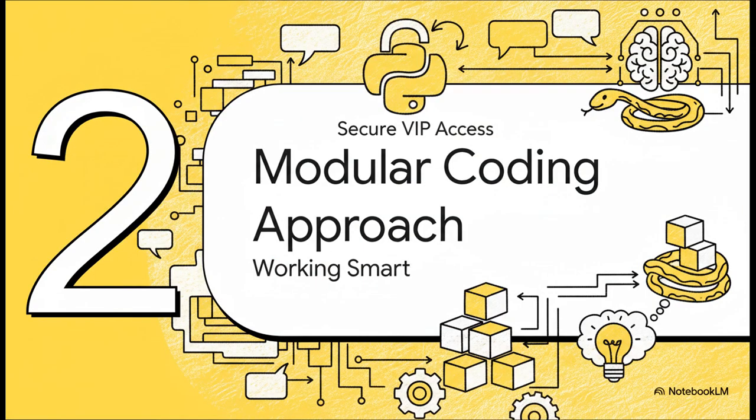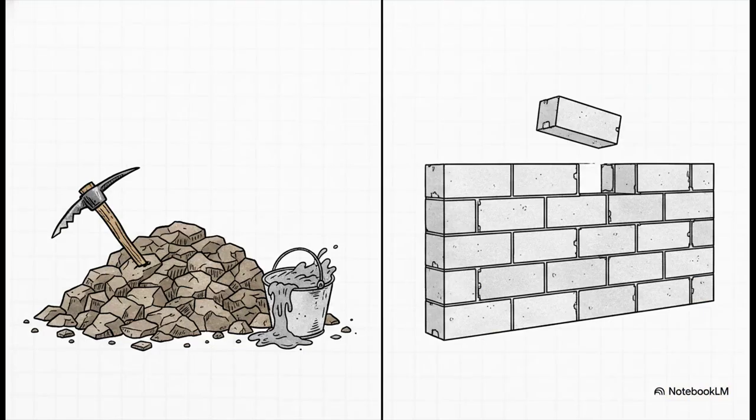Moving right along to section 2, the modular coding approach, or as I like to call it, working smart. The absolute perfect analogy for this is building a wall with pre-made concrete blocks. Think about it. If you're building a wall for your house, you don't go out and mine the limestone, crush it, heat it, and mix the cement yourself, right? That'd be insane. You go to the hardware store, you buy pre-made, perfectly shaped concrete blocks, and you just assemble your structure. Programming, and specifically connecting to complex AI, works exactly the same way.